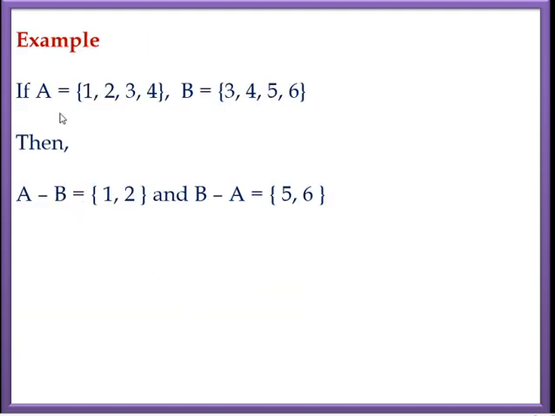Example, suppose set A contains elements 1, 2, 3, 4 and B contains elements 3, 4, 5, 6. Then what is A minus B? You will notice that 1, 2 they belong to A but they do not belong to B. So {1, 2}. What will be B minus A? B minus A will be {5, 6} because 5 and 6 they belong to B but they do not belong to A.